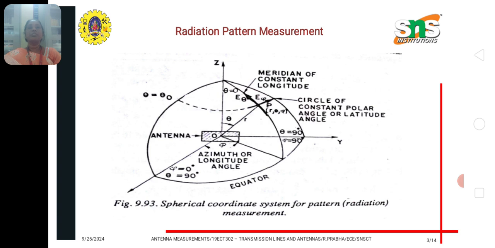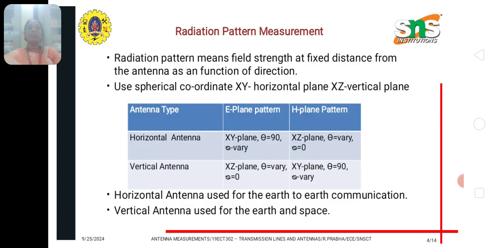And we know the radiation pattern is the graph which shows the radiation of an antenna, either radiated or received, in a particular direction with respect to the direction. So from the radiation pattern we can understand in which direction the antenna radiates more and in which direction the antenna radiates less. The radiation pattern means the field strength at a fixed distance from the antenna as a function of the direction. And they use spherical coordinates, the xy horizontal plane and the xz vertical plane.